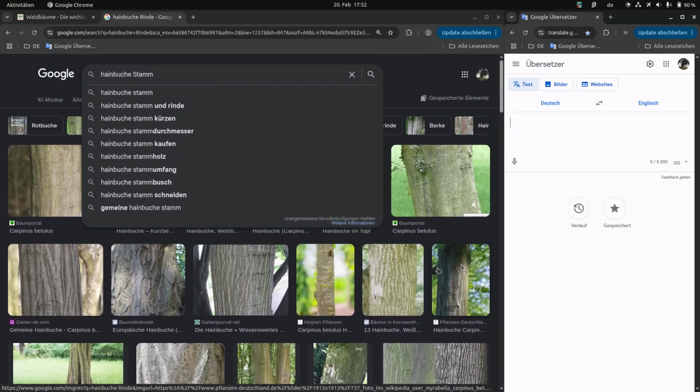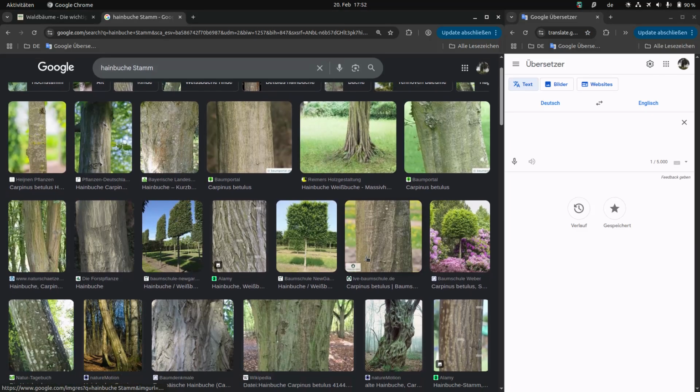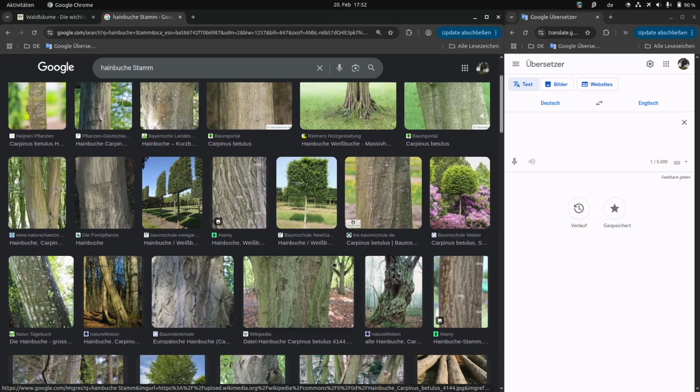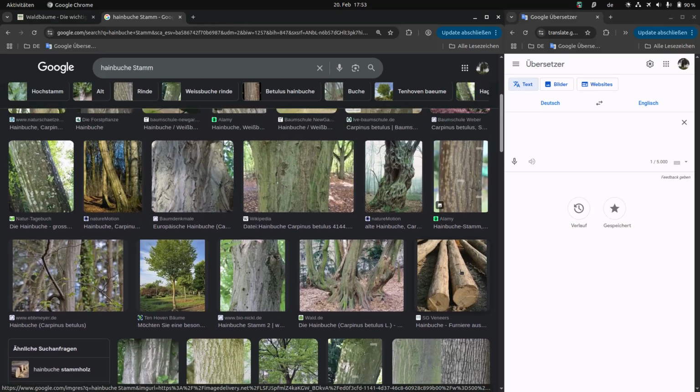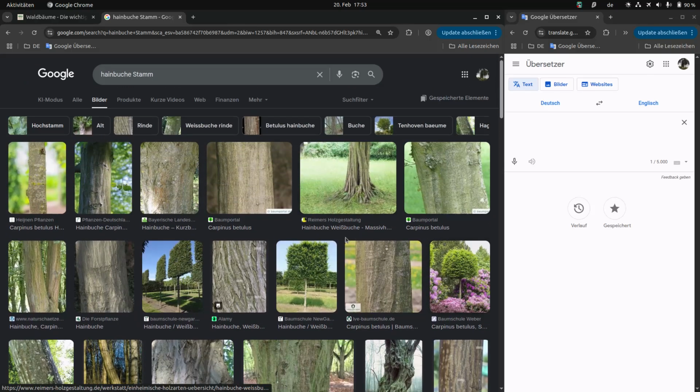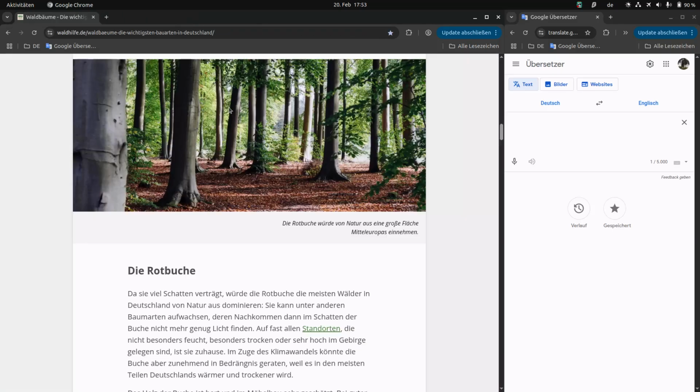But I think within this group there are probably different types, not species, but types maybe. Let's see if there are any other pictures of the stem, I think it's called. Yeah, maybe this, but this also looks similar to oak, I believe, but I'm not an expert in this field. Anyways, this just goes to say that in Germany we have a lot of them, I think.